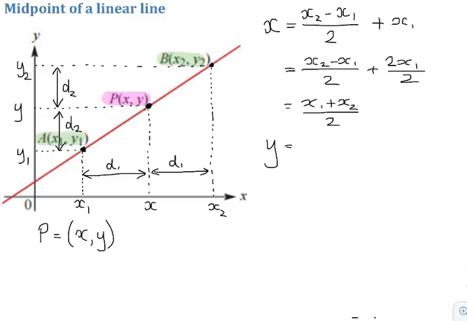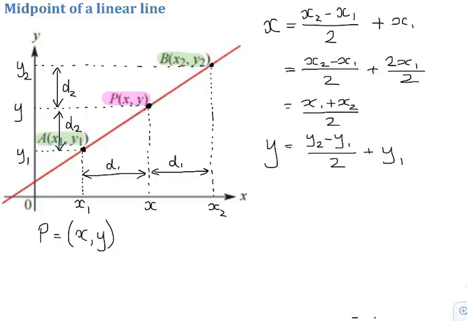We find out what is D2 and we add that onto y1. Now D2 is just going to be the difference between y2 and y1 divided by 2. So y2 minus y1 divided by 2, and then plus the y1 on the end of that.